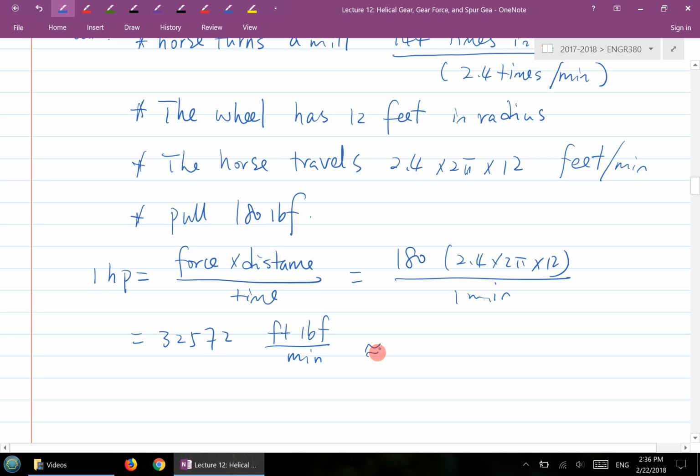And this number is typically approximated with the 33,000 value, same units. So that's 1 horsepower. 1 horsepower is equal to this much value here.